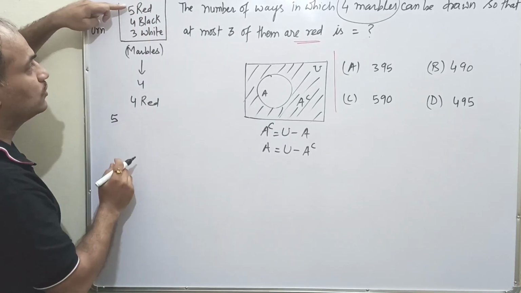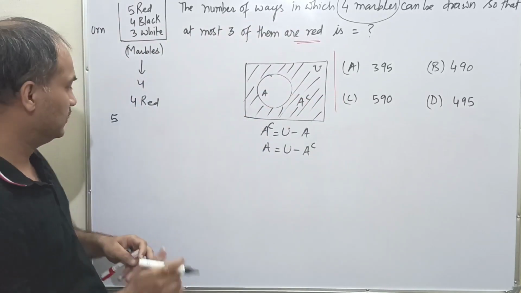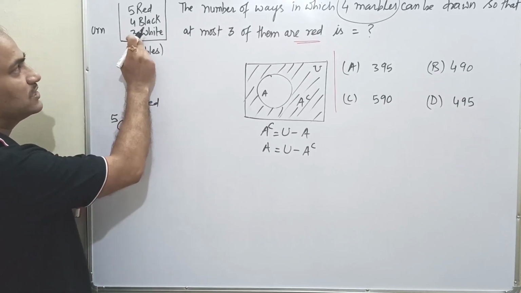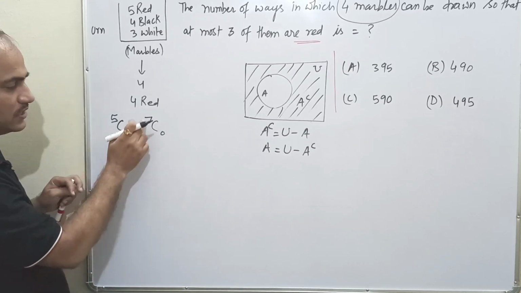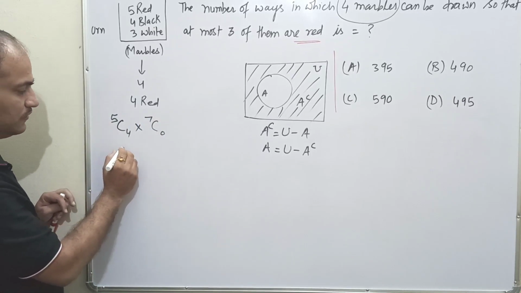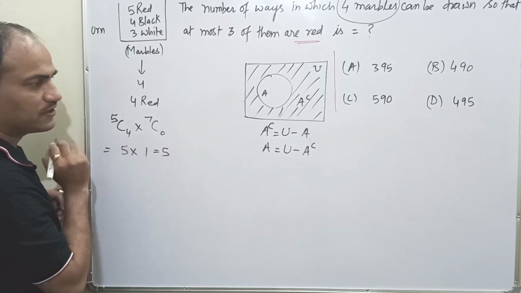Suppose out of 5 red we are drawing 4 marbles and all are red. This can be done in 5C4 ways. Remember, from the other 7 we are not drawing anything, so this is 7C0, and this value is 1. So 5C4 means 5C1, which is just 5, and this is 1. So we get the value 5.